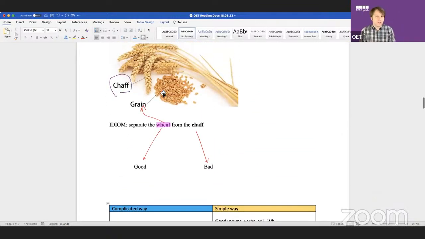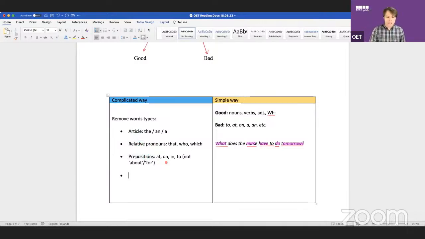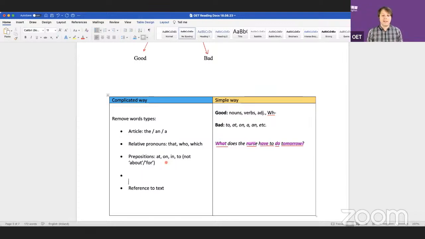So we're like farmers. We don't want the chaff because we can't eat it, all right? And we know that articles are chaff, relative pronouns usually chaff, prepositions usually chaff. What else is chaff? Reference, like email, memo. And auxiliary, we'll do that one last. Vandana, do you want to say, or was it Tayaba? Yes, auxiliary verb.